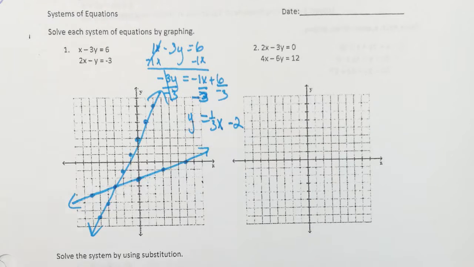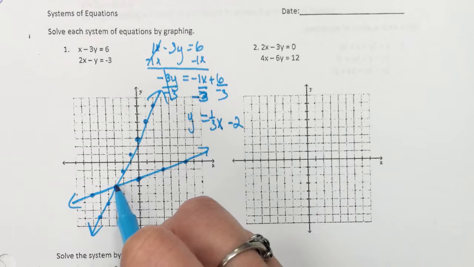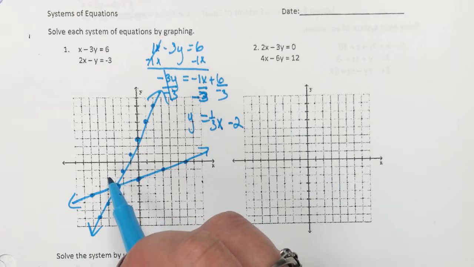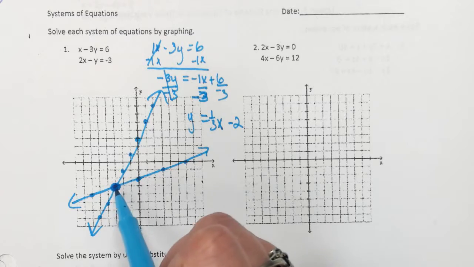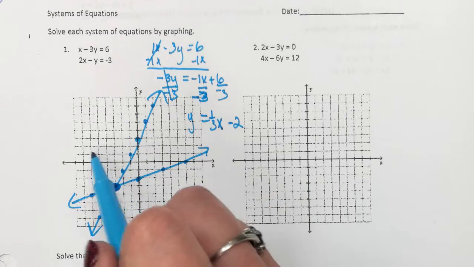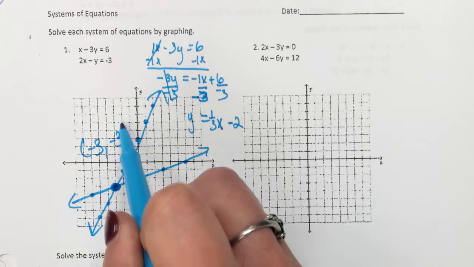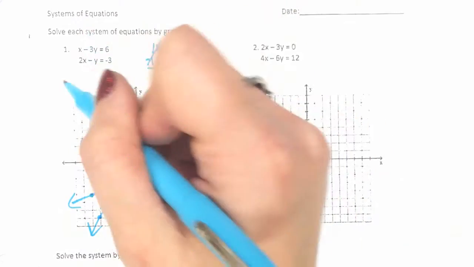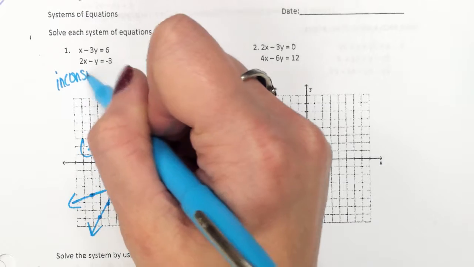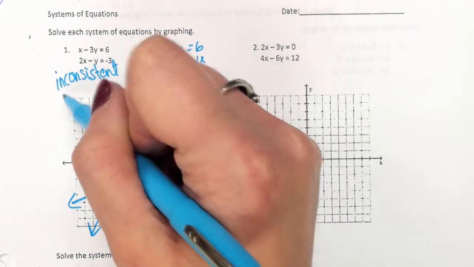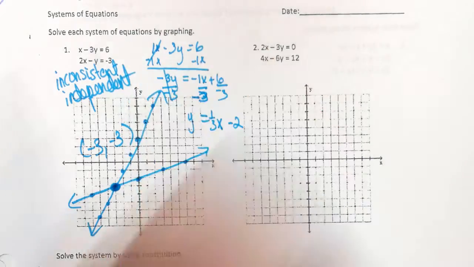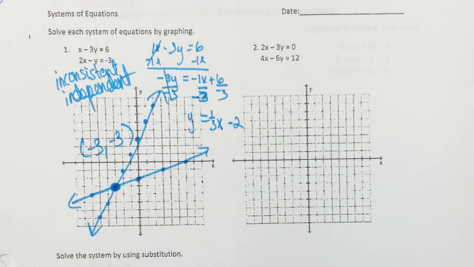All right, so guys, when you had this one, I need to know this point right here where they cross. That's important. That's the solution. You got with me? So what is that point right there where they cross? Beautiful. And what did we call that? Consistent and independent. Beautiful. All right, keep going.